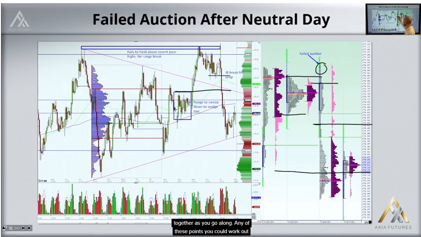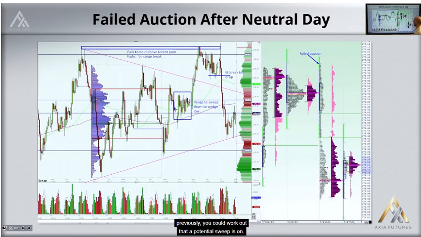Any of these points you could work out previously. You could work out that a potential sweep is on. Absolutely. You could work out that breaking the neutral day to the downside gives you the potential to move towards the sweep. You can see all of that. You can also see the neutral day to the upside is a flag and a breakout. So you've got these bits of information there. You then wait for the information to develop on the day that says to you, okay, this is now clearly leaning much more towards one than the other.